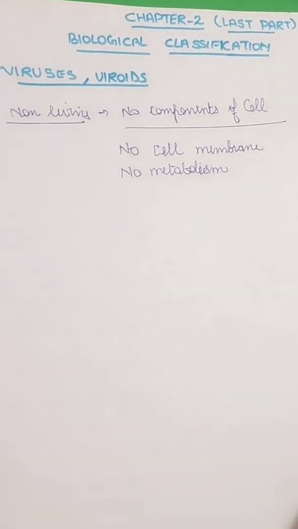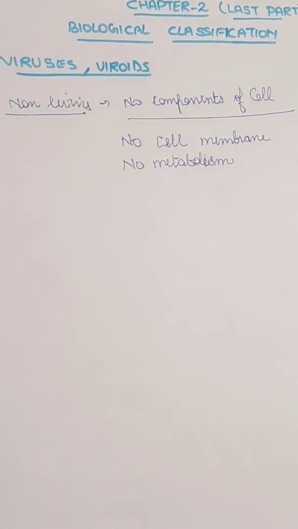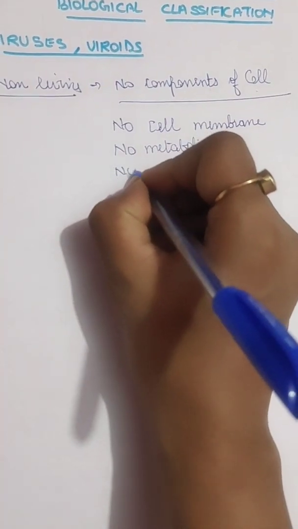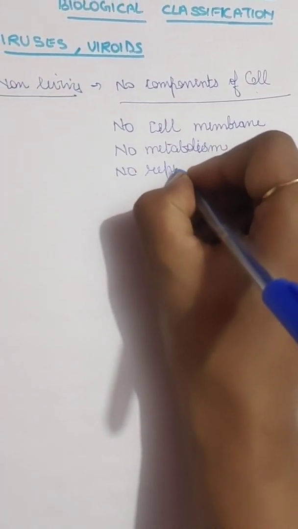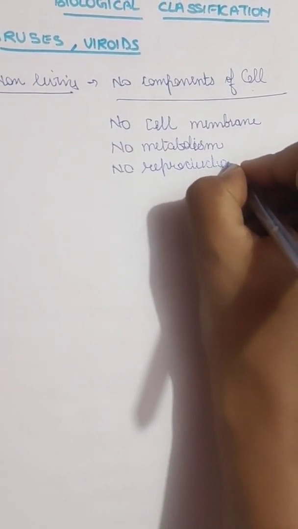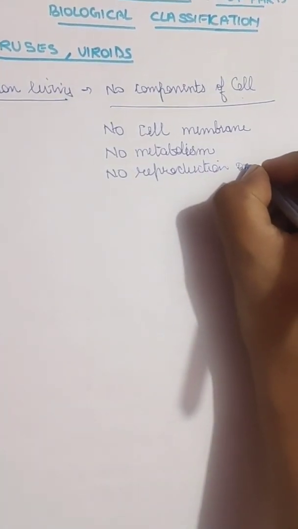All these things made it non-living, as they don't have the basic features of a living organism. That's why they are considered non-living. Also, they cannot reproduce on their own. They do reproduce, but not on their own.